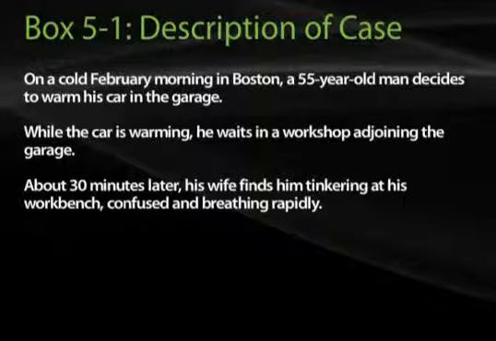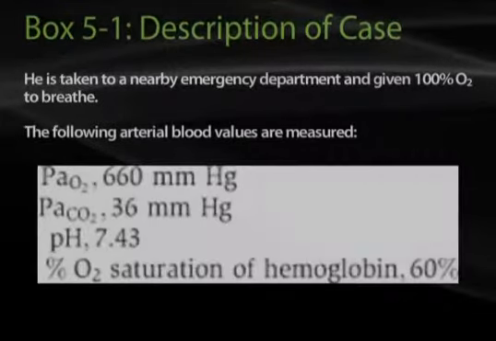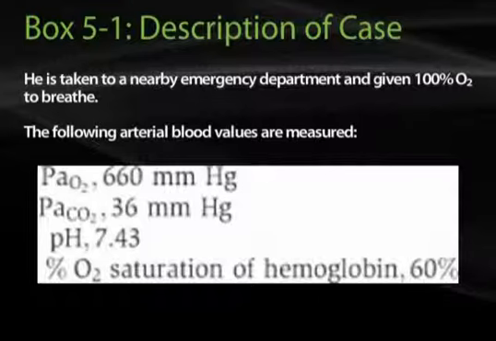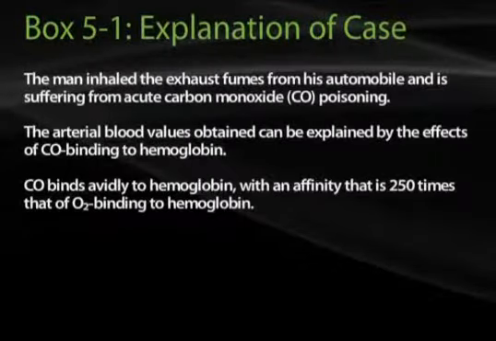So on a cold February morning in Boston, a 55-year-old man gets the bright idea he's going to warm up his car in the garage. While he's doing this, he's waiting in the workshop adjacent to his garage. 30 minutes later, his wife finds him tinkering at his workbench, confused, breathing rapidly, probably muttering something about the Red Sox. He's taken to a nearby emergency room and is given 100% oxygen to breathe. We get the following arterial blood gas back. He's got an arterial O2 of 660, an arterial CO2 of 36, a pH of 7.43, and his percent O2 saturation of hemoglobin is listed at 60%.